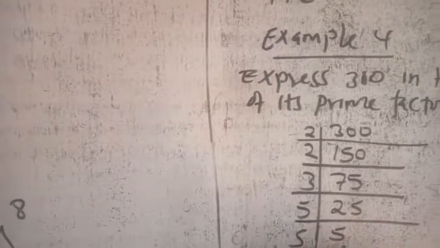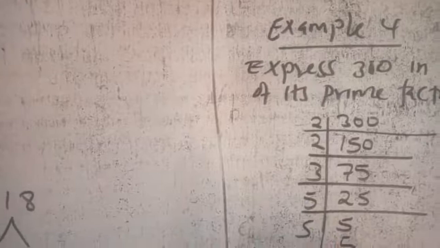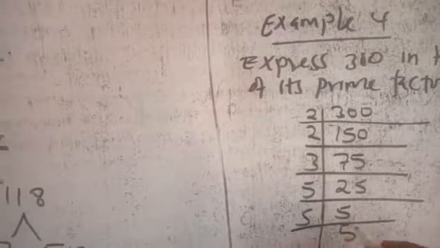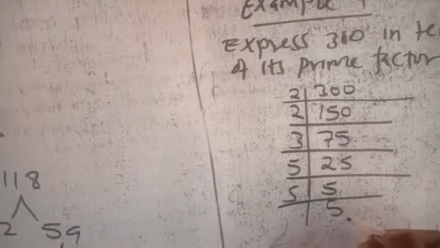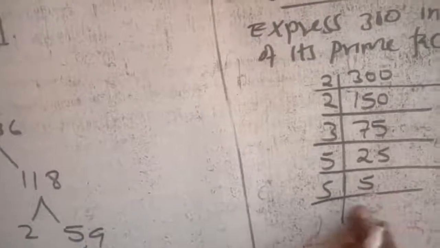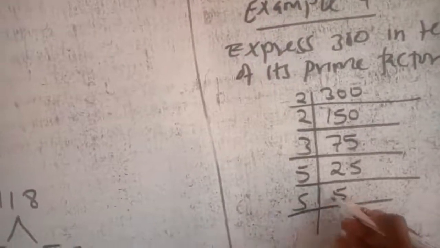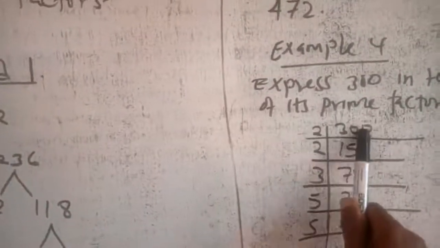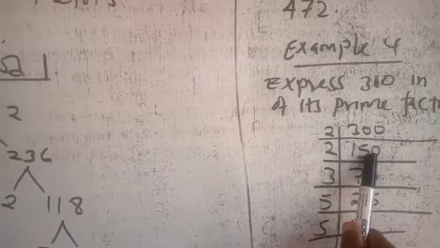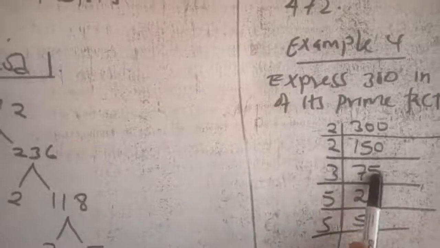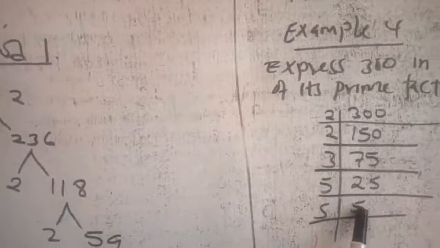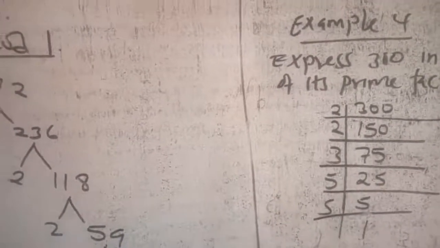And lastly I put 5 there. 5 divided by 5, you will get 1. And therefore I have said 300 divided by 2, 150. 150 divided by 2, 75. 75 divided by 3, 25. 25 divided by 5, you get 5. 5 divided by 5, you get 1.